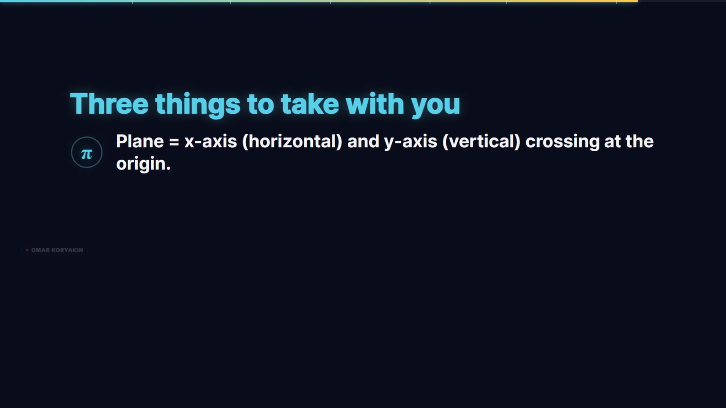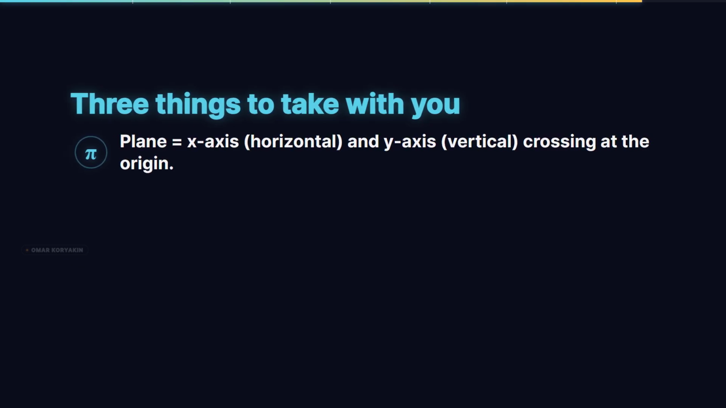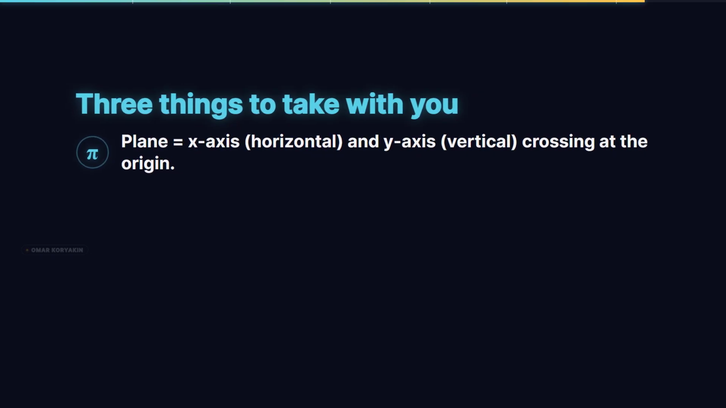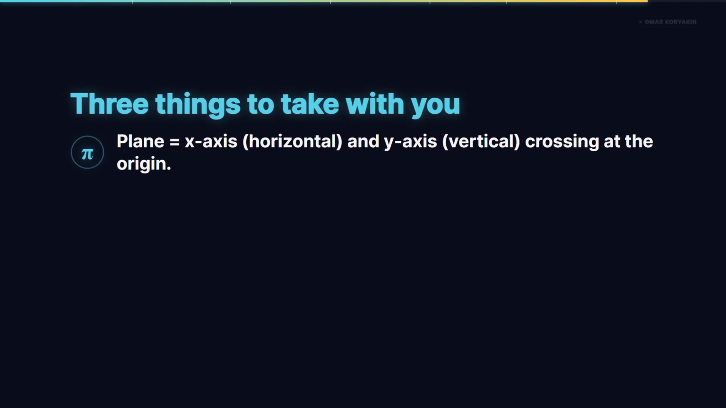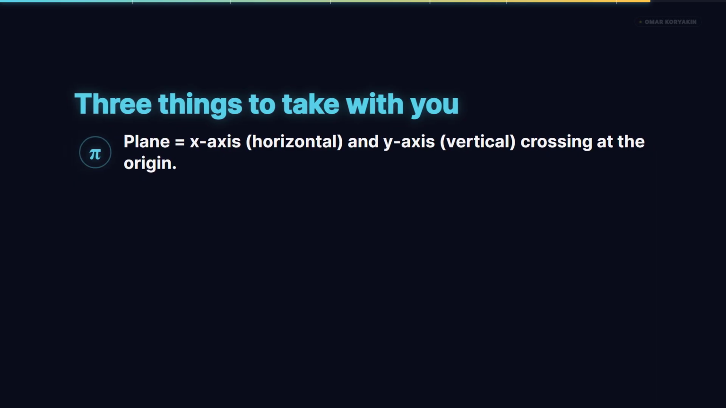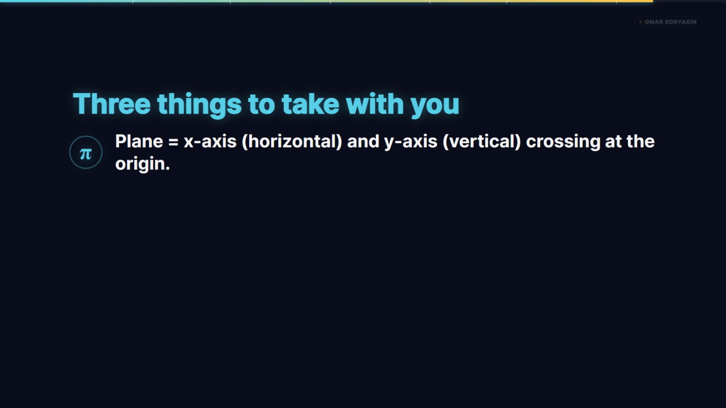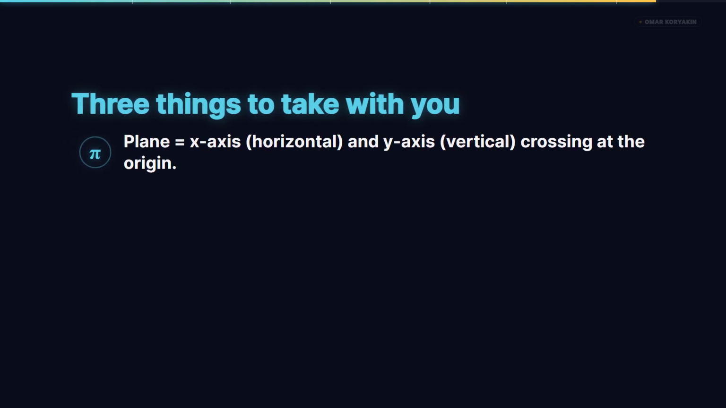First, the coordinate plane consists of a horizontal x-axis that carries positive values to the right and negative values to the left, plus a vertical y-axis carrying positive values upward and negative downward, crossing at a single point called the origin. The two axes together create a flat, two-dimensional grid that covers the entire plane, and every point in the plane has a unique location relative to the origin.